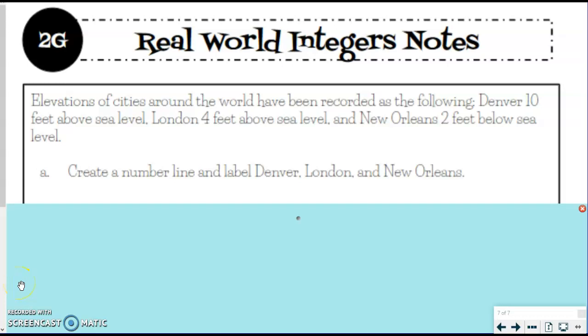Moving right along to 2G, which is real world integers notes. So make sure your pencil's out, packet's ready. Here we go. So we're going to talk about something called elevation, which we already mentioned when we talked about sea level. That's really what it's comparing to.